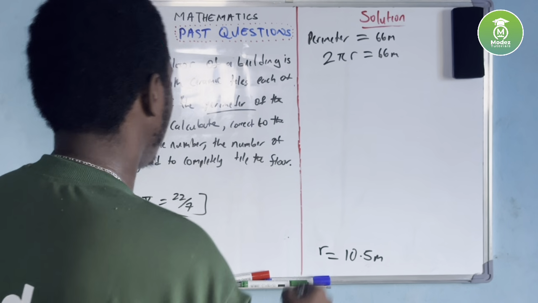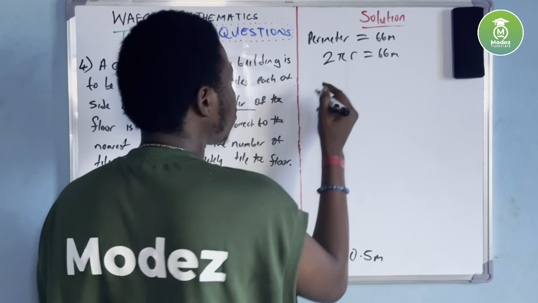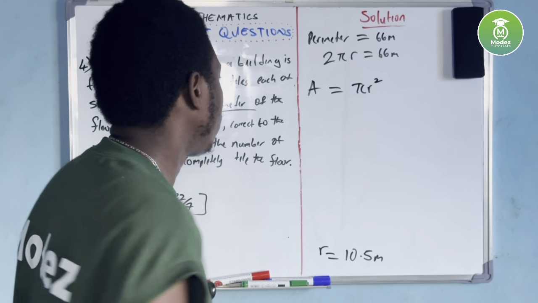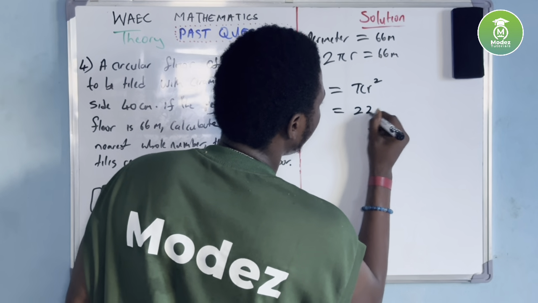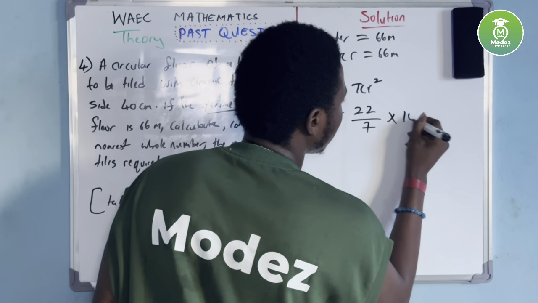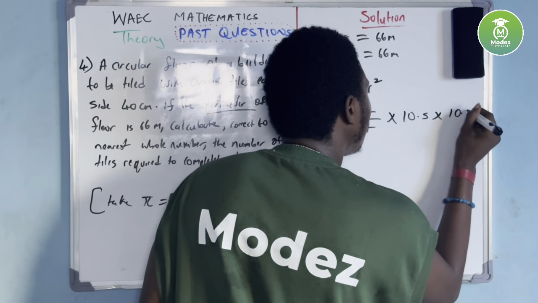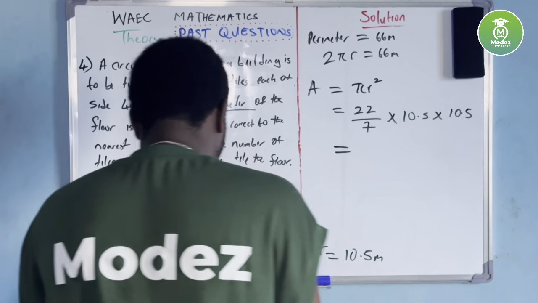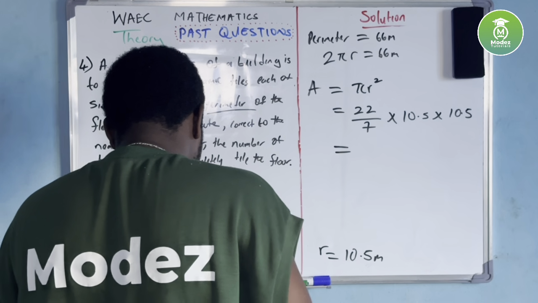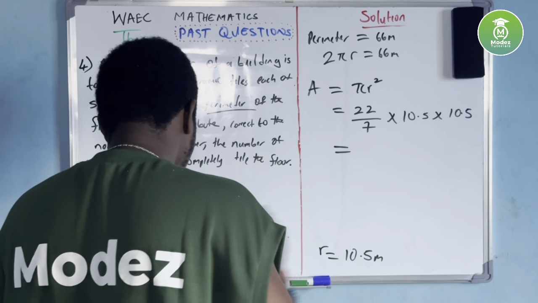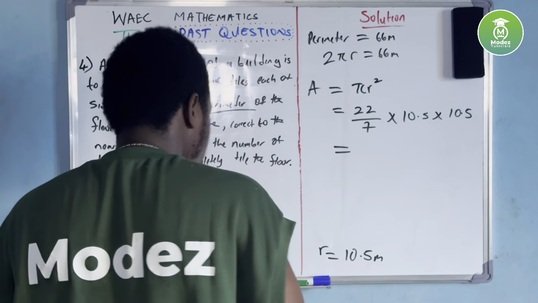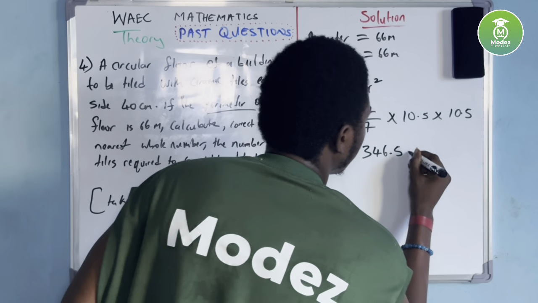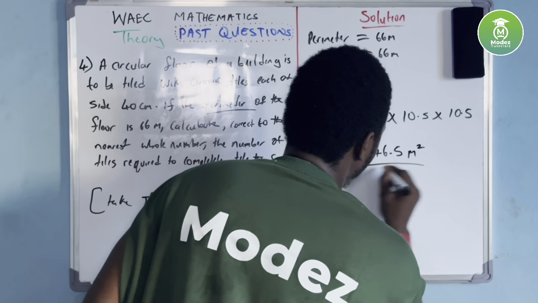So we already know that area of a circle is what? Area is equal to pi r square. So pi is equal to what? 22 over 7 times 10.5 times 10.5. I'm going to need calculator for this too. So the area of the circular floor will now be what? 346.5 meter square. This is not your final answer.